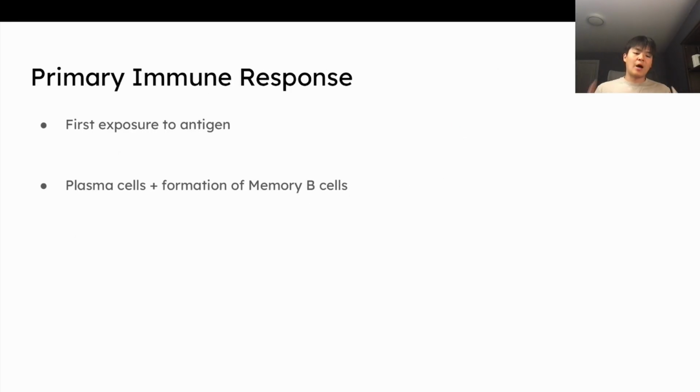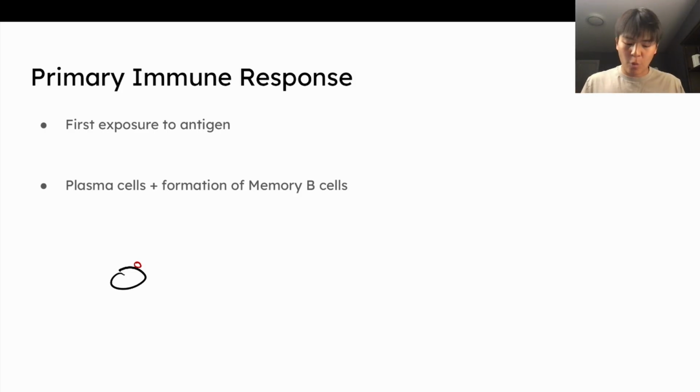Alright, now I want to talk about the immune response. There are two types: the primary and the secondary. Primary is the first exposure to an antigen. So this can also act like a recap. I'm just going to go through the entire pathway so far, again, from the emergence of, let's say, a bacterium.